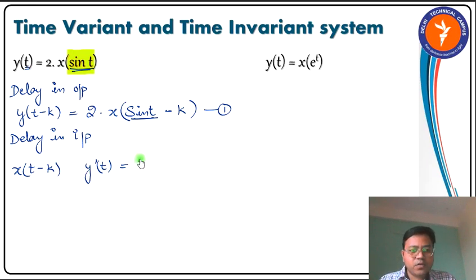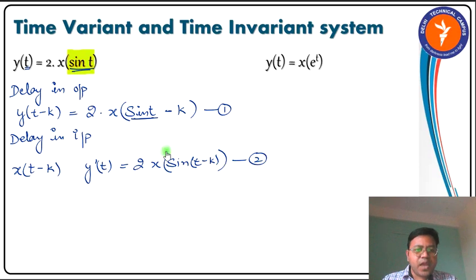So we will get 2 times x of sine t minus k, like this. Say this is our second equation. If I look here, I can clearly see that equations 1 and 2 are different, because over here we have sine t minus k and over here we have sine of t minus k, and these two equations are very different. Hence I will comment that the system is time variant system.